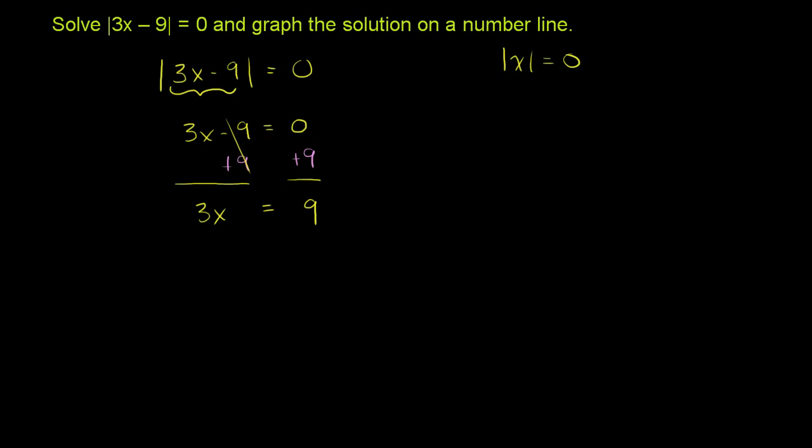Now we want to solve for x. So we have 3 times x. Let's divide it by 3, because 3 times x divided by 3 is just going to be x. But if we divide the left side by 3, we have to divide the right side by 3. So we are left with, these guys cancel out, x is equal to 9 over 3, which is 3. And that's our solution.